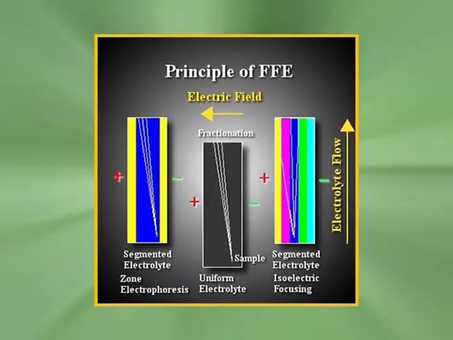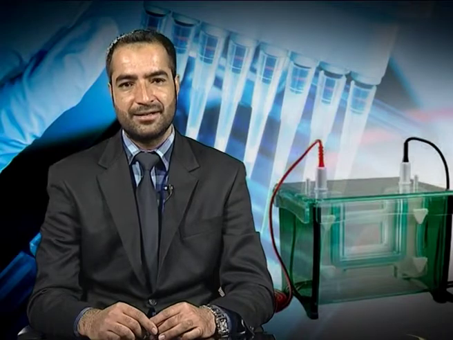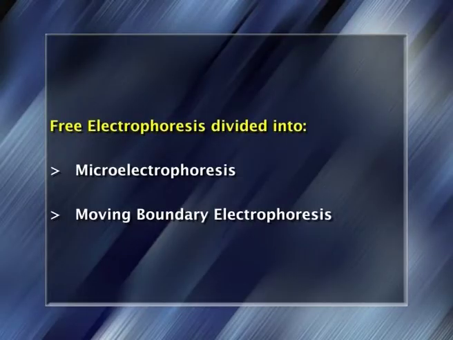Free electrophoresis, also known as carrier-free electrophoresis, is a matrix-free electrophoretic separation technique. Free electrophoresis is an analogous technique to capillary electrophoresis with a comparable resolution that can be used for scientific questions where semi-preparative and preparative amounts of samples are needed. Free electrophoresis is further divided into two main techniques, that is, microelectrophoresis and moving boundary electrophoresis.